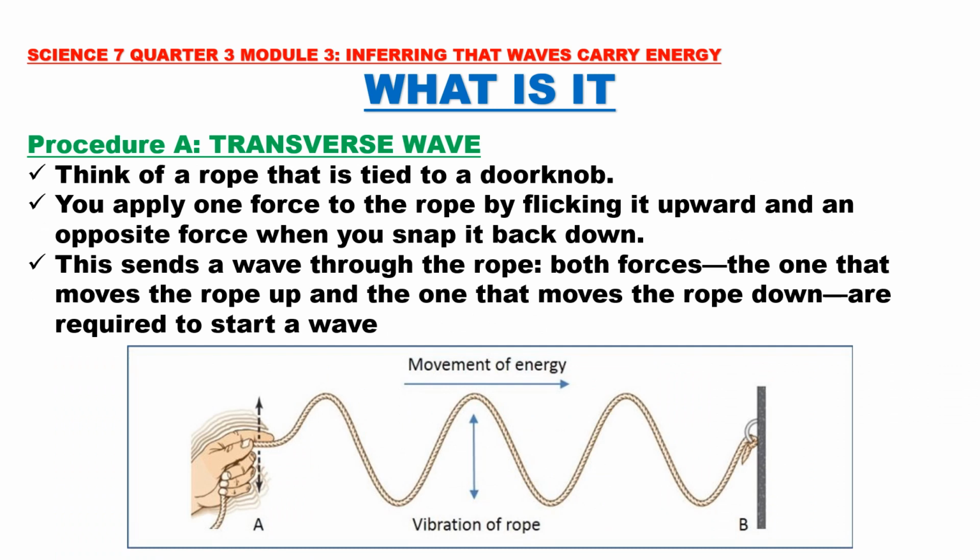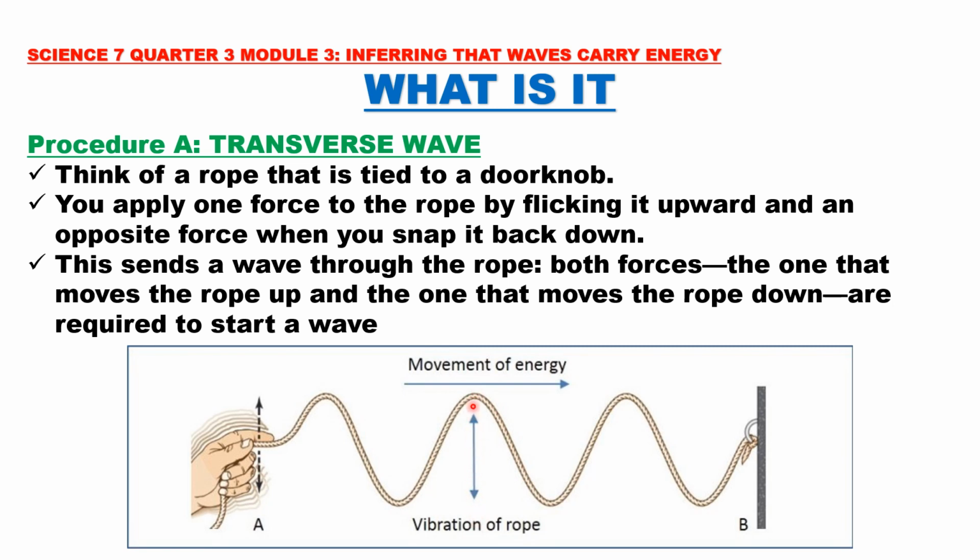So let's take a look at transverse waves. Think of a rope that is tied to a doorknob. You apply one force to the rope by flicking it upward and an opposite force when you snap it back down. So this sends a wave through the rope. Both forces, the one that moves the rope up and the one that moves the rope down, are required to start a wave. So in a transverse wave, ang nangyayari, ang vibration ng ating medium ay up and down.